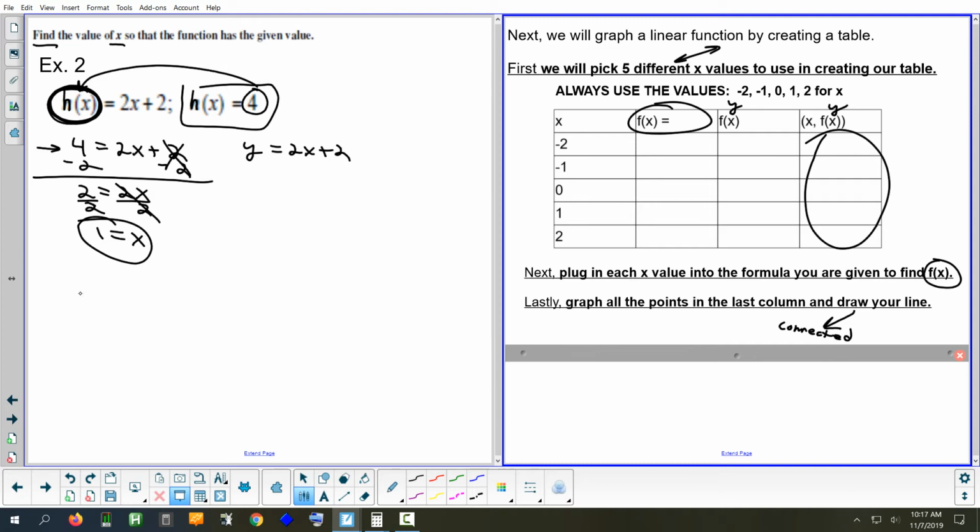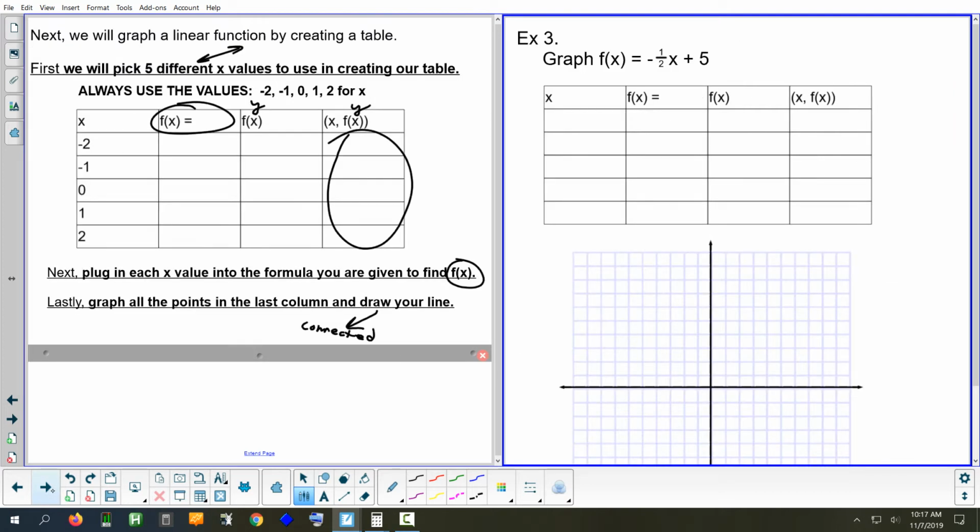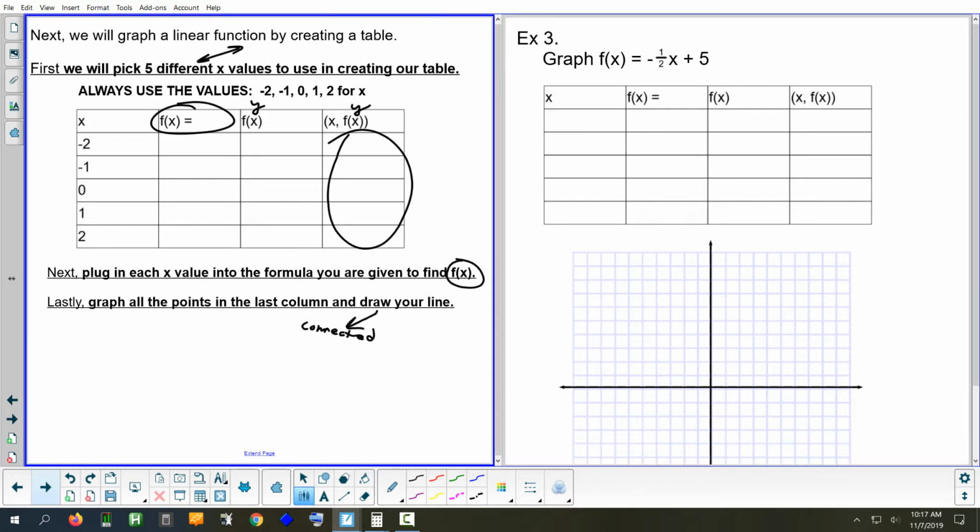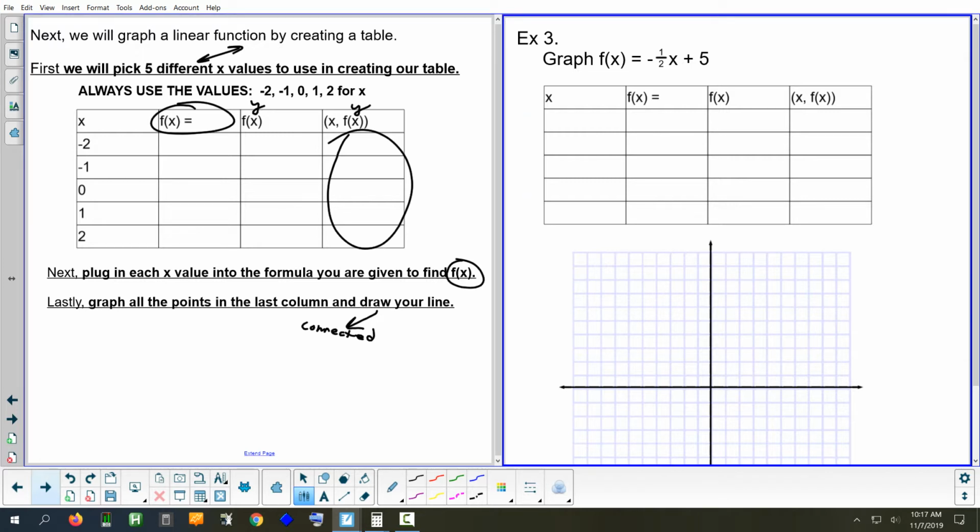All right. I'll try, let's see, can I keep this up at the same time? Yes. All right, so example 3, they want us to graph that function. F of x equals negative 1/2 x plus 5. Now, I don't like that negative 1/2 is in there, but I can't change the problem. The negative 1/2 is the way it is. So we have to deal with it. Who can tell me the five values I should pick for x? Yep. Negative 2, negative 1, 0, 1, 2. Yep. I would pick negative 2, negative 1, 0, 1, 2. If you don't want to go with those, fine. Pick your own. But I would go with those.